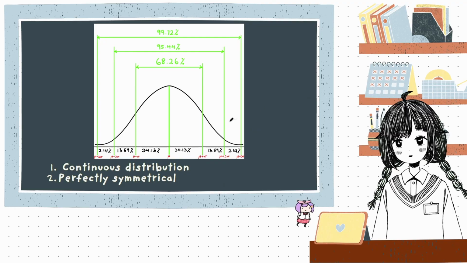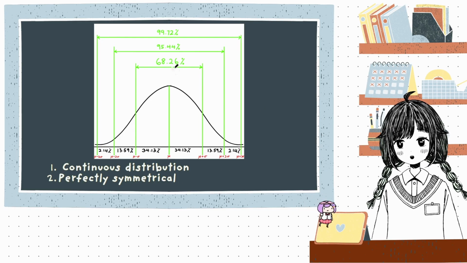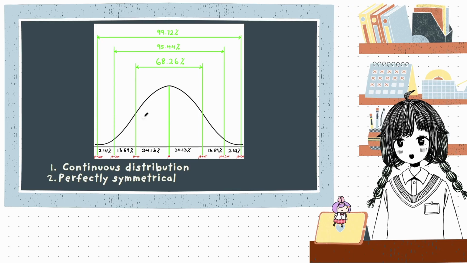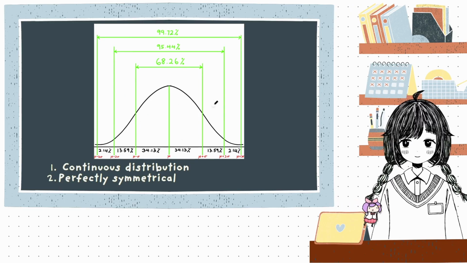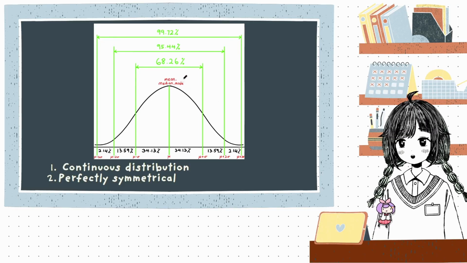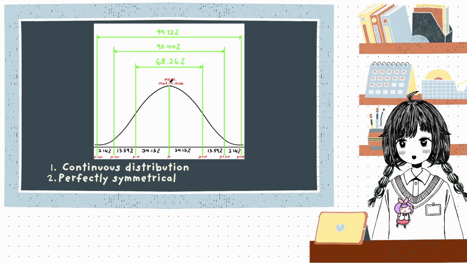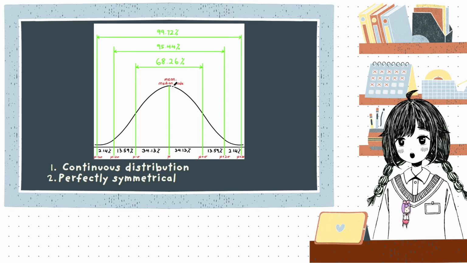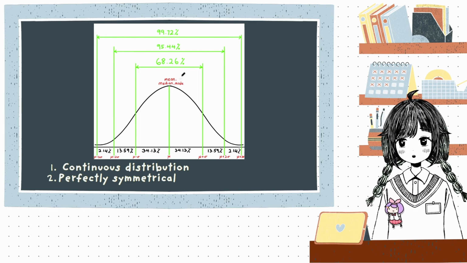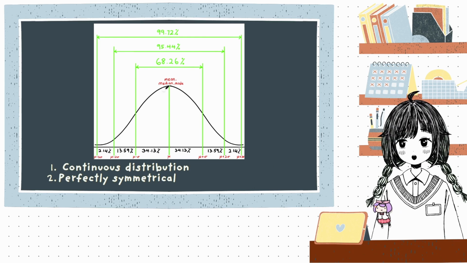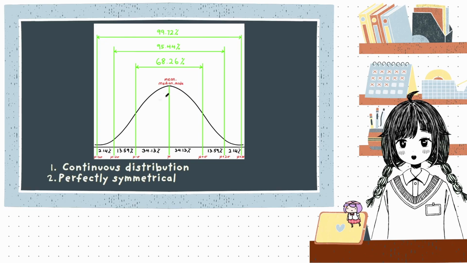Second, it's perfectly symmetrical. If you draw a vertical line down the middle at the mean, the left side is a mirror image of the right side. So this means that the mean, median, and mode are all at the same point right in the center. As we mentioned, the highest point of the curve is at the mean. We're just going to call it by its default name, mean, here. This is where most of the data clusters.